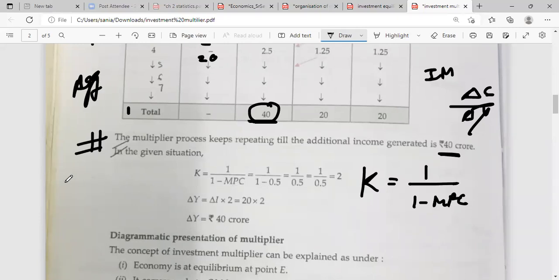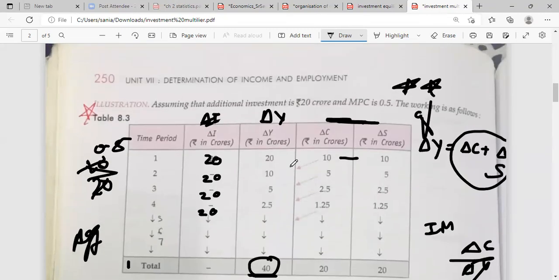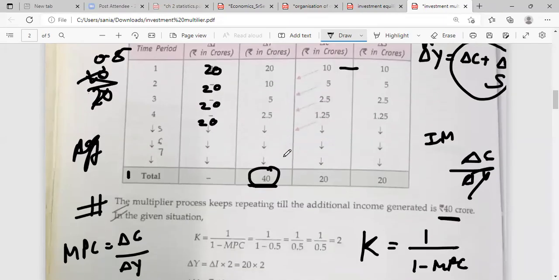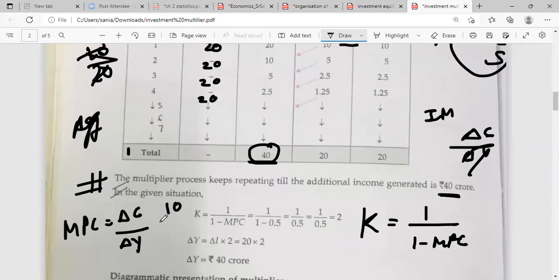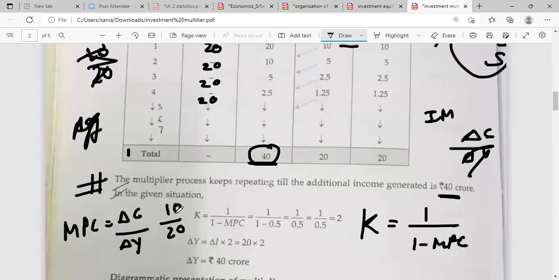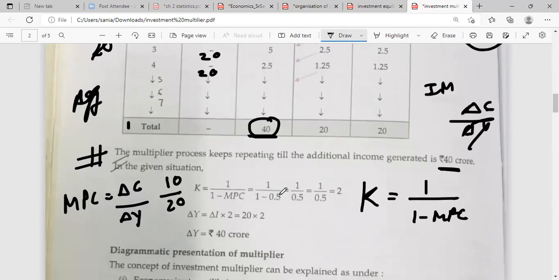So over here, your MPC is delta C divided by delta Y. So what is your delta C? You can take anything, so I just take the first one. Delta C is 10 and your income is 20. So when you divide them, you will get 0.5. So you put the value 1 minus 0.5. You got 1 upon 0.5. How are you going to solve it? 1 upon 5 multiplied by 10, right? Because it is 0.5. So when you solve it, you will get 2. So your K is 2. Okay, you got the K.